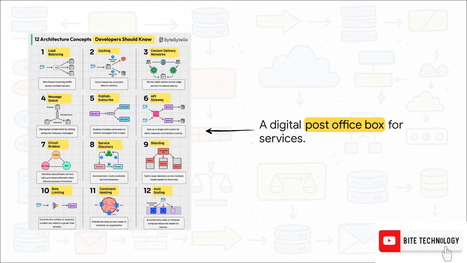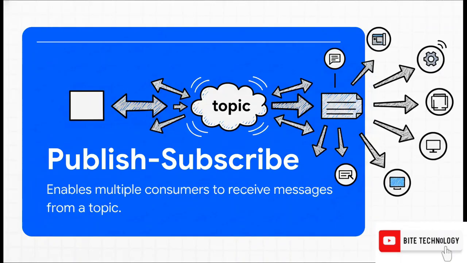It's like a digital post office box. You drop off the letter and you just trust that it'll get delivered. You don't have to stand there and wait. This makes the whole system so much more flexible and resilient. Now there's another flavor of this called publish-subscribe, or just pub-sub for short. It's a little different. Here, a producer sends a message to a general topic, not to anyone in particular. Then, any other service that has subscribed to that topic gets a copy of the message.